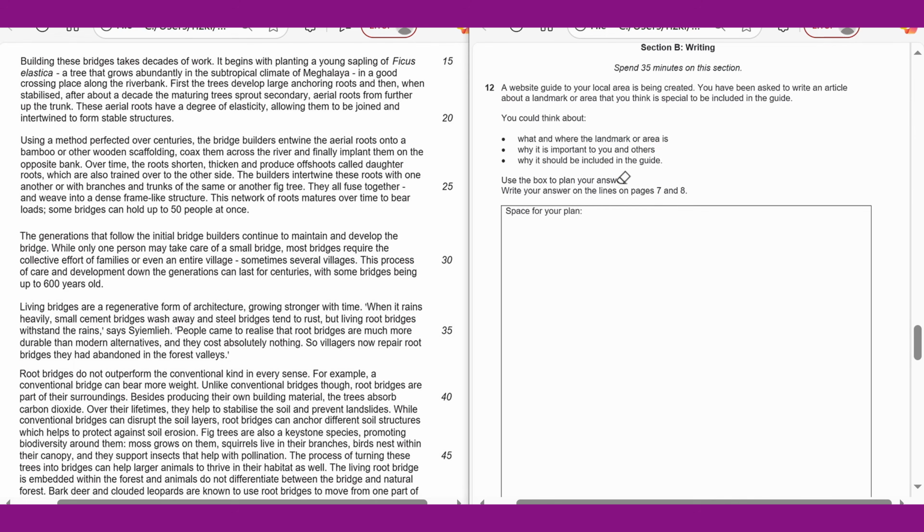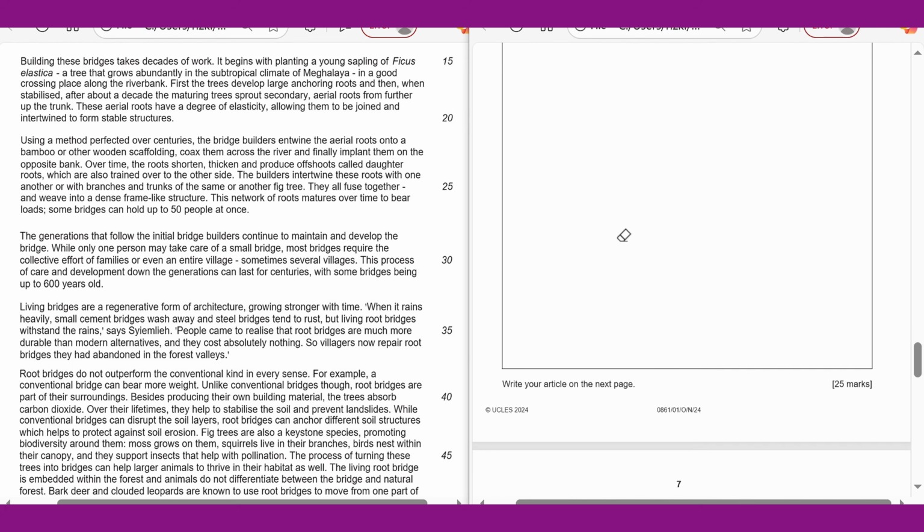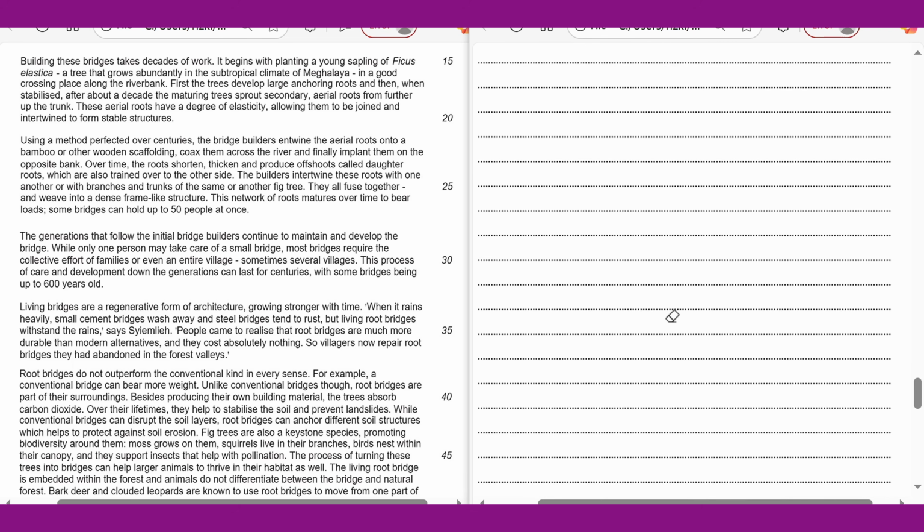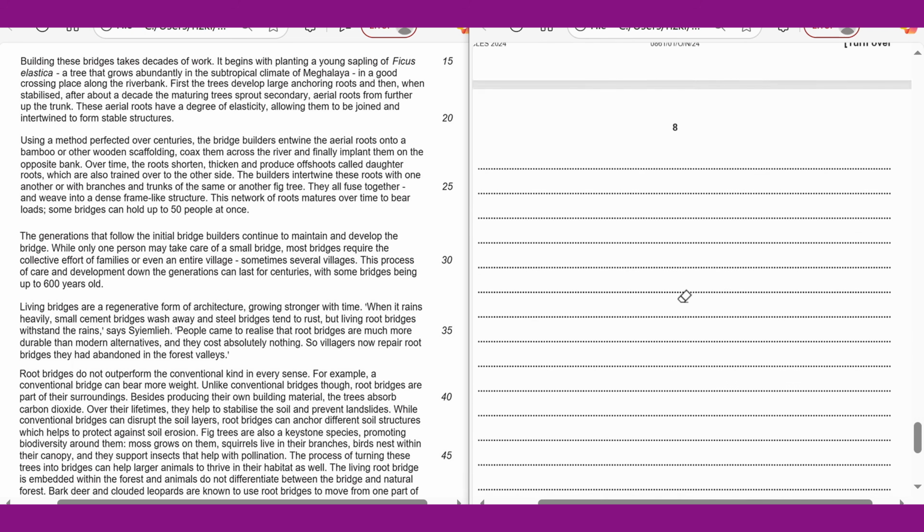Okay guys, section B is writing. A website guide to your local area is being created. You have been asked to write an article about a landmark or an area that you think is special to be included in the guide. Think about what and where the landmark or area is, why it is important to you and others, and why it should be included in the guide. This is the box to plan your answer, and write your answer in the lines on pages 7 and 8. This space will not be marked, it's just for sketching, and you should write your response in the lines on pages 7 and 8.